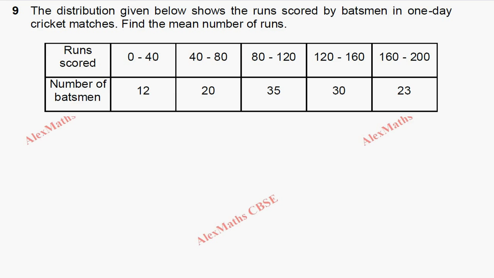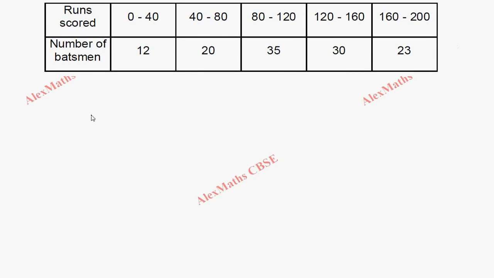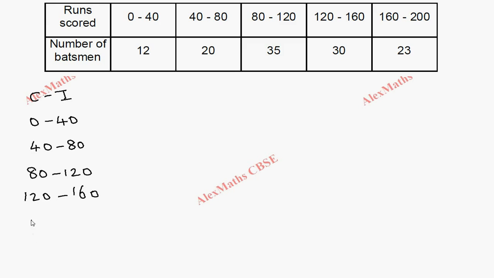Question number 9. In this problem, we are going to find the mean. The runs scored is given and the number of batsmen is given. Let's take this data and construct the table. So we have the class interval, which is from 0 to 40, 40 to 80, 80 to 120, then 120 to 160, then 160 to 200.